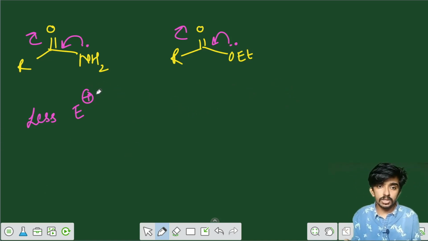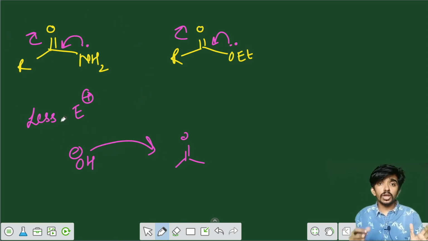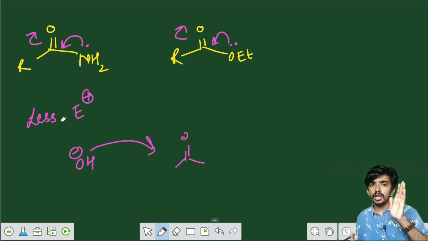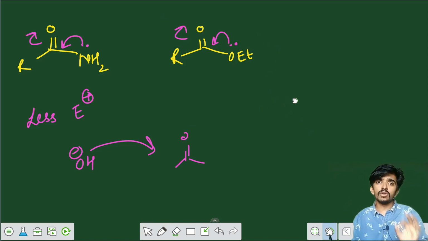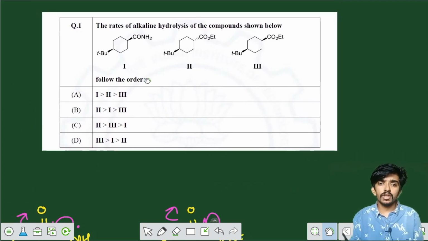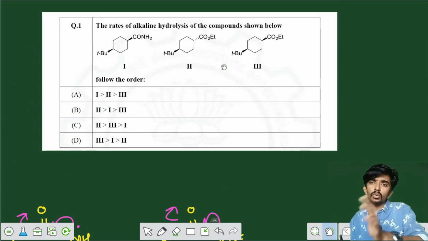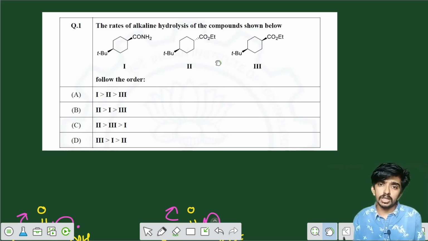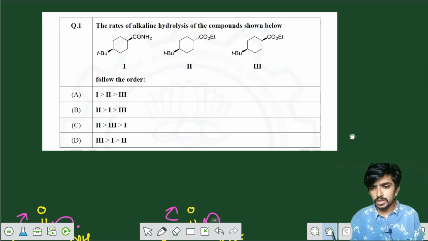Now what is alkaline hydrolysis? Attack of OH minus on carbonyl carbon. So if the carbonyl group itself is less electrophilic, it will not give faster alkaline hydrolysis. So ester will always give faster alkaline hydrolysis than amide. So definitely compound 1 will give us the slowest reaction. Now if we compare between 2 and 3, both are esters only, but the stereochemistry is different. Let us find out among these two which will give faster rate of hydrolysis.